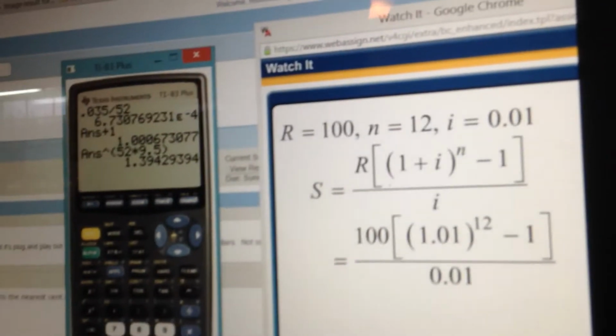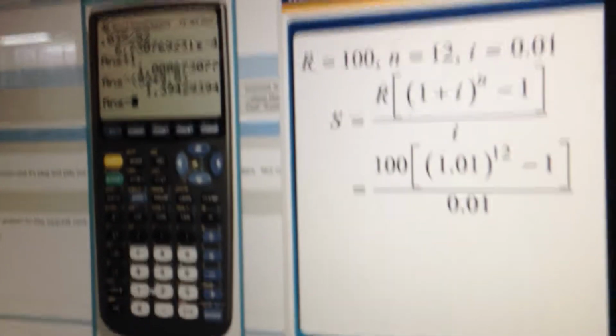No, you don't have to move it. You're good. So I'll say minus 1.